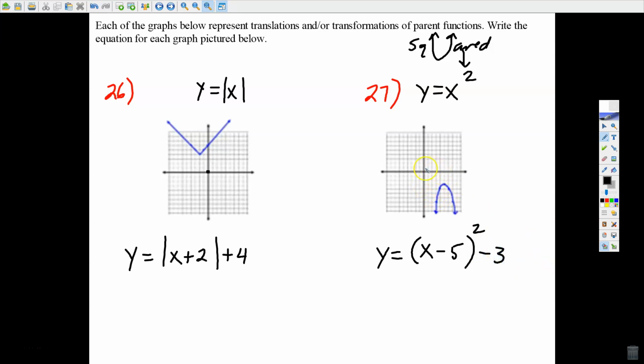Now, if you notice, the parent U, all parents open up. The parent U would do this. The parent V would do this from the origin. Well, this parent has been flipped over. And so that's called a transformation. It's actually called a reflection. And the way I show that is I just put a negative in front of the parentheses. So it would look like that. And if this V had been flipped over, I would have put a negative in front of the absolute value bar. So those are your answers for 26 and 27.